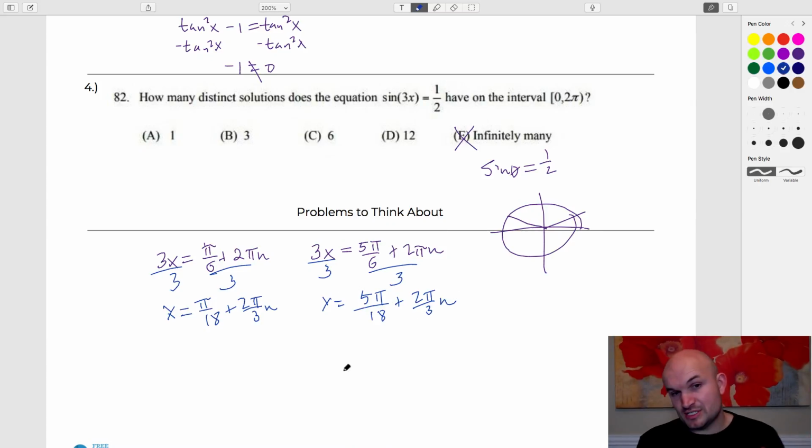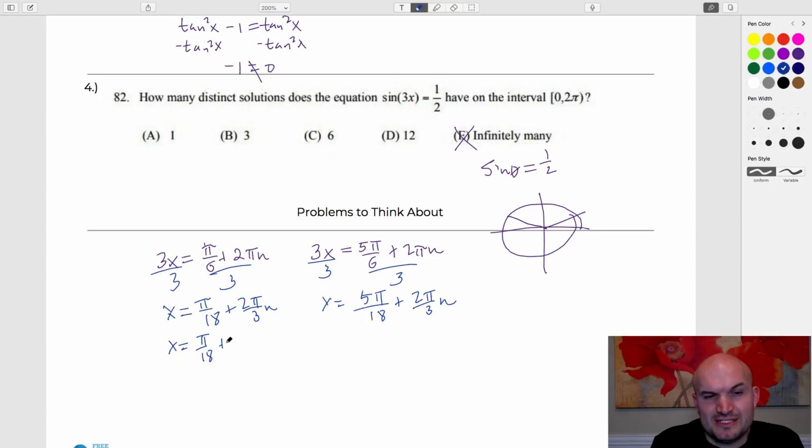So again, remember, we're just going to look into adding values for n. Now, it'd probably be better to write 2 pi over 3 in terms of denominator 18. So let's write this as x equals pi over 18, and to get a denominator of 18, I'm going to multiply by 6 over 6. So this would be 12 pi over 18 n. And this would be x equals 5 pi over 18 plus 12 pi over 18 n.